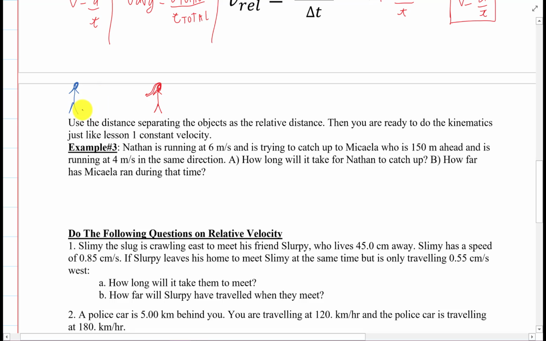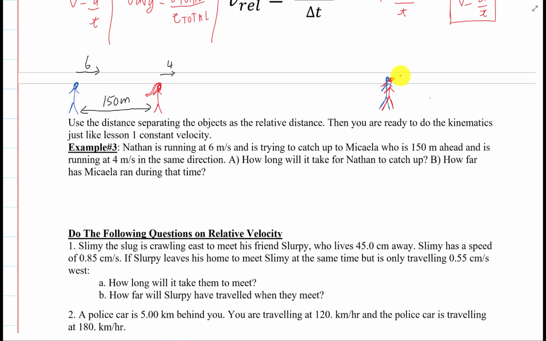And there's 150 meters between them. Just trying to picture this. They're both running. She's running this way at 4, and he's running this way at 6. Eventually she's going to run to being over here, and he will have caught up with her. So he's going to be right there as well. Okay?